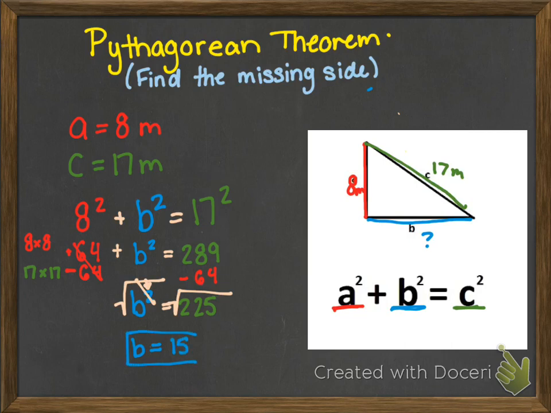So the measurement for side B is going to be 15 meters. Remember, when you're putting this into Google Classroom, just put the number. Don't put the B equals or the C equals or the value of the unit. Just put the number, please.